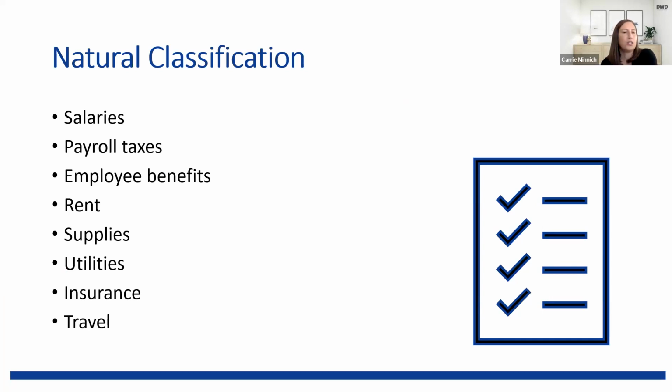And you can have as many of these as you want. There is no requirement under the standard or by the IRS or anyone else that requires you to have a certain number of classifications for your natural classification. But obviously you want to make it reasonable so that the reader of the financial statements understands what you spent money on. So for example, you're probably not going to include your rent expense and your salaries expense into one category. That just doesn't make sense.